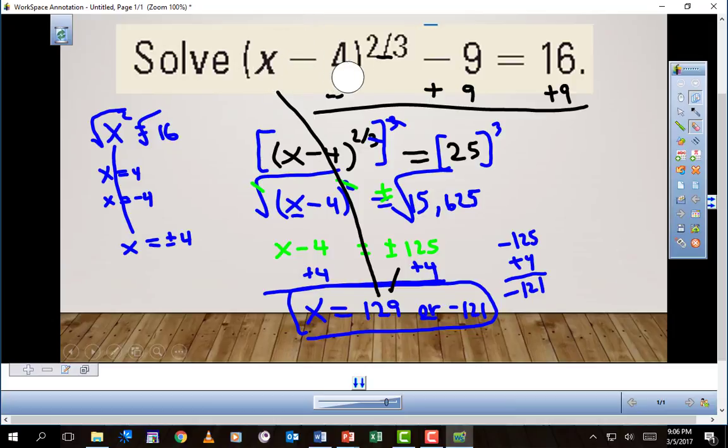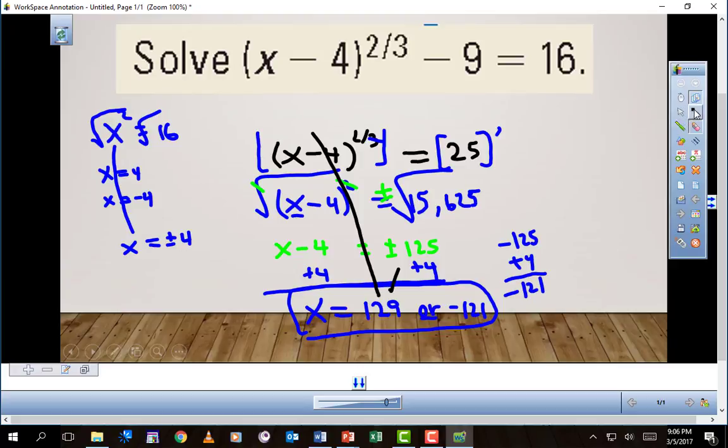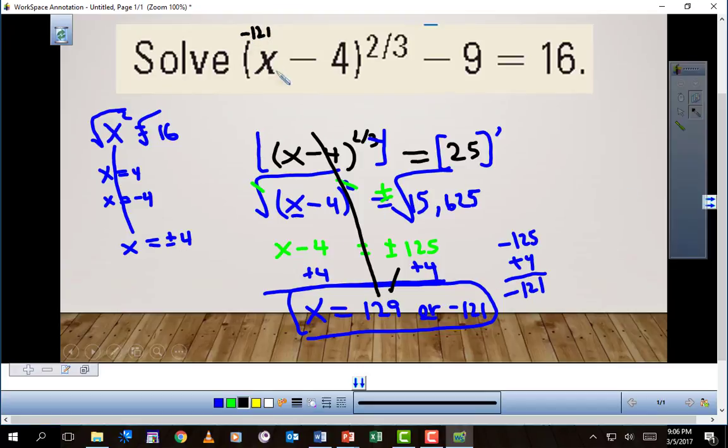Now, if we try this answer on the other hand, okay, try this out. If we try negative 121, negative 121 minus 4 is negative 125. And we want to raise that to the 2/3 power. And so, let's see, is that going to work? Let's try this out.